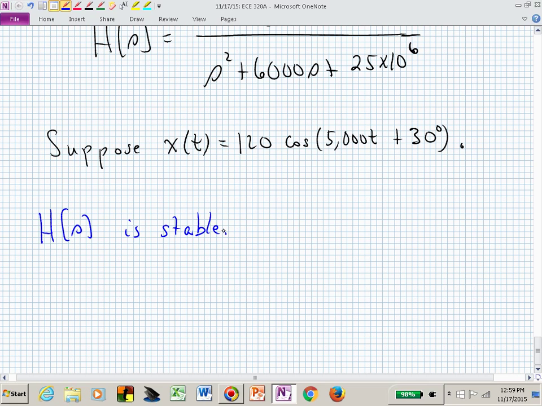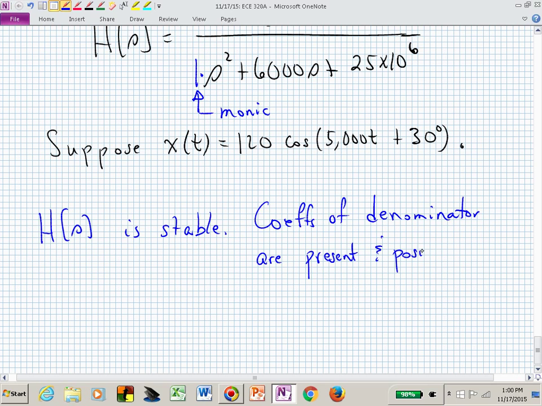Otherwise, it makes no sense to be computing h of anything, unless you want to show how it behaves in an unstable fashion. But h of s is stable because the coefficients of the denominator are present and positive. And what have I already assumed? I've assumed that that denominator was monic, which really just means that the leading coefficient has been normalized to 1. So if you have a monic second-order polynomial, as long as the linear coefficient and the constant coefficient are present and positive, your system has stable roots. And again, that only works for a second order.